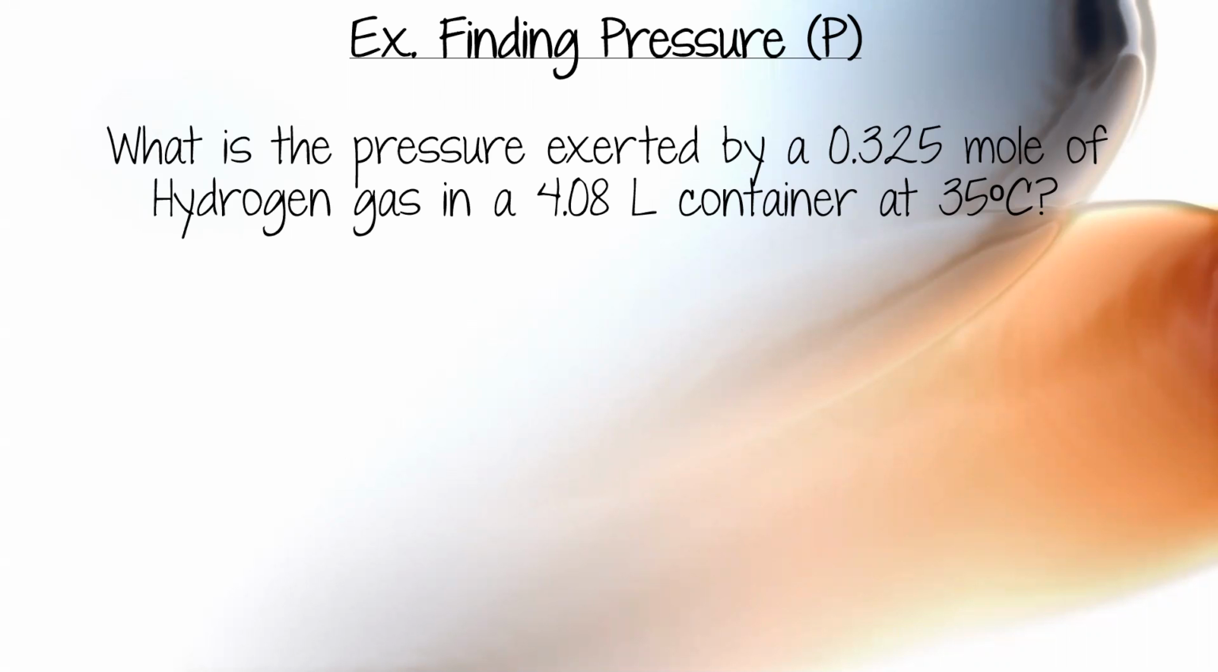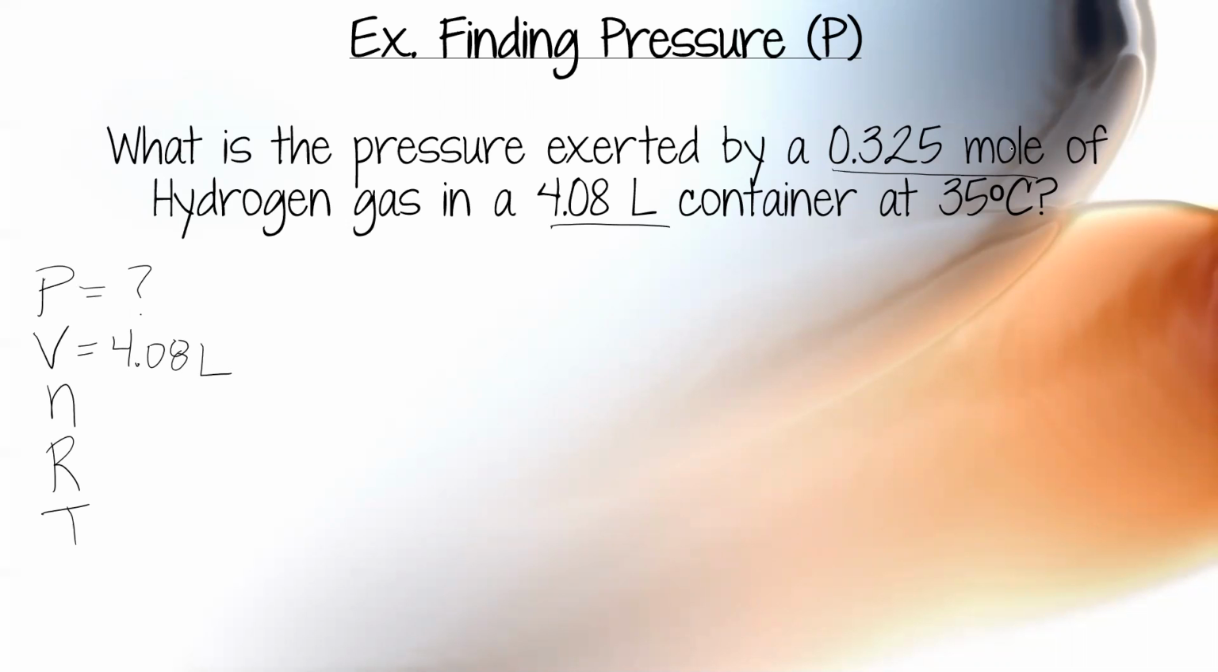So what is the pressure exerted by 0.325 moles of hydrogen gas in a 4.08 liter container at 35 degrees Celsius? So however you want to set this up, I like to write it on the side. So I'm going to have P, V, N, R, and T. So what is the pressure? So I'm going to be solving for P in atmospheres. My volume is 4.08 liters.